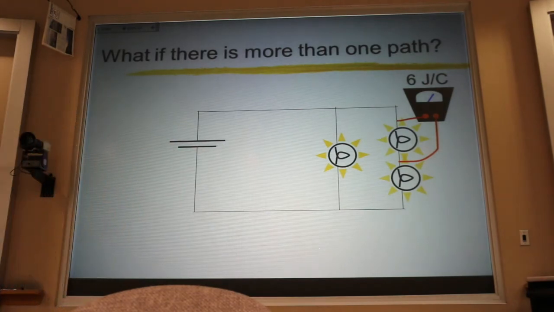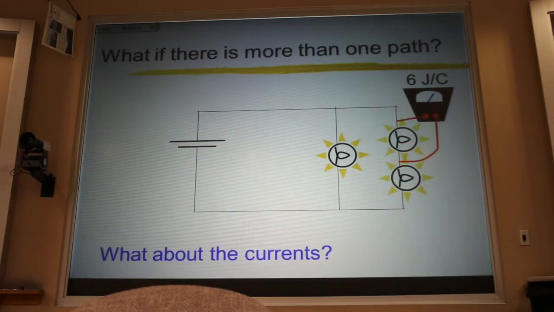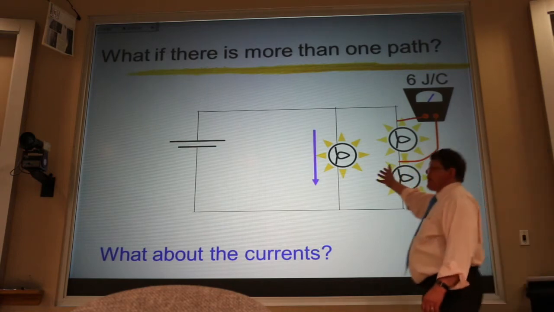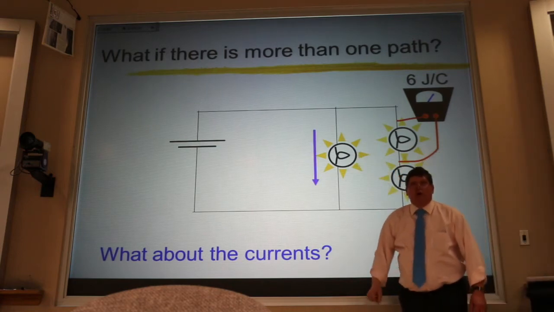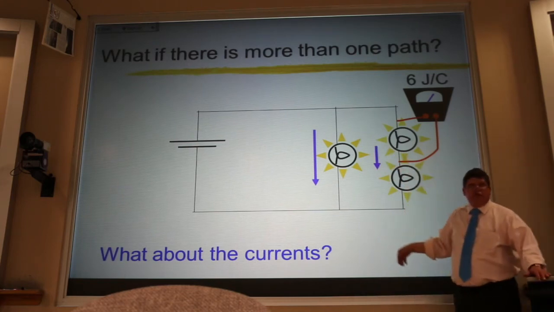When you have identical bulbs, and those are the only kind we'll use in this class, if one is bright and one is dim, there will always be more volts across the brighter bulb. Now, let's look at current. The fact that this is a brighter bulb means there's more current going through it. The fact that these are dimmer bulbs means that there's less current through them.